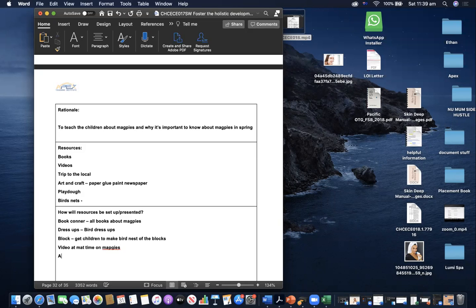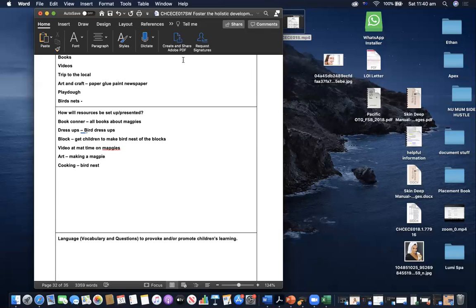Art. So you could do an activity making a magpie. You can even do a cooking experience. Bird's nest. You can make that out of like chocolate and things like that. But you get what I mean, okay? Like I could be here all day.